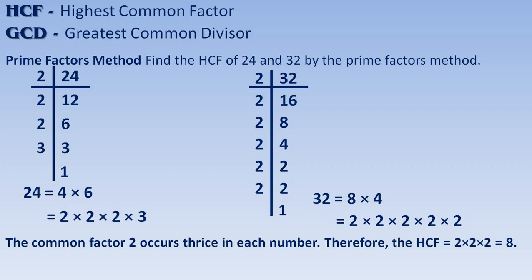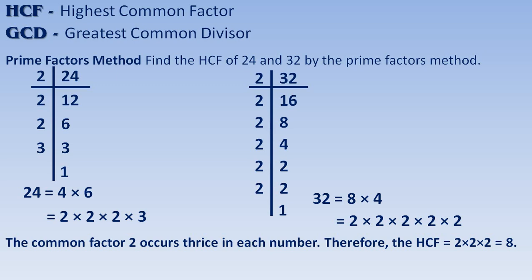Now, as we are thorough with the concept of prime factorization, we need to know the concept of highest common factor. It can also be known as greatest common divisor, HCF and GCD. You can solve these sums based on HCF and GCD only if you are thorough with prime factorization. Now you have a pair of numbers, 24 and 32.